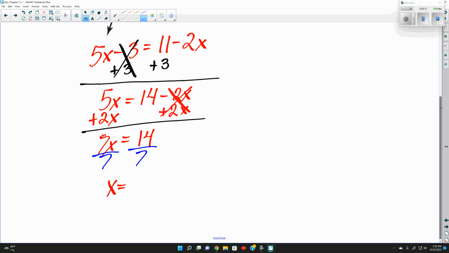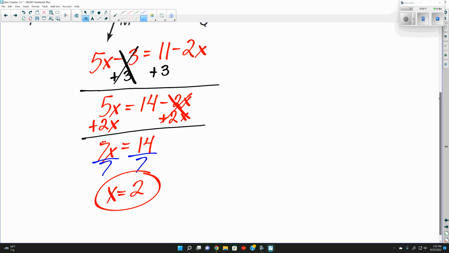14 divided by 7 is? And that's our answer, yes? Okay, we got to plug it back in, yes? Which one do we plug it back into?